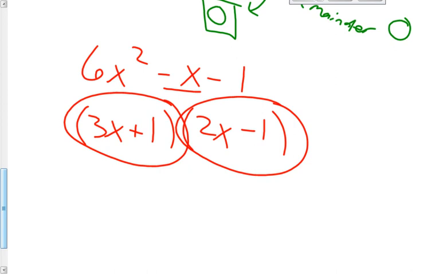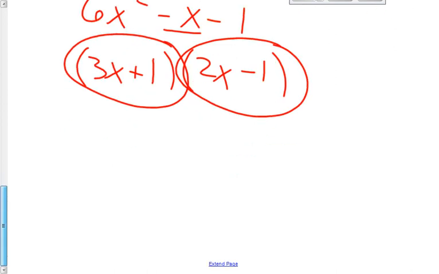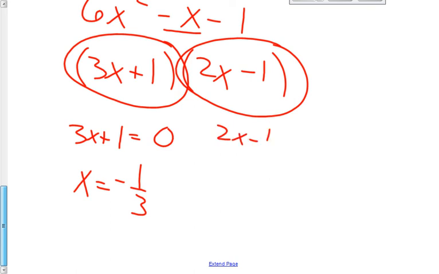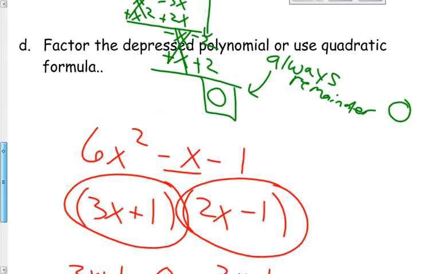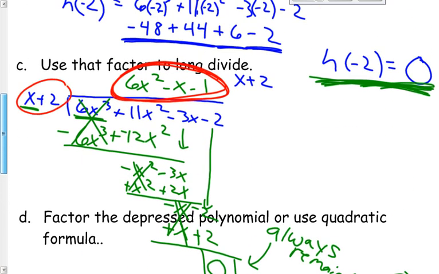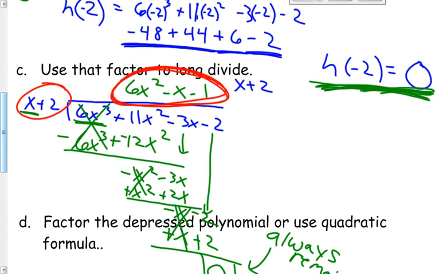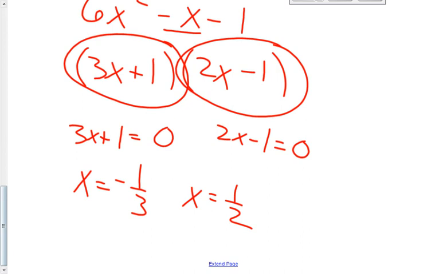So what are the zeros of this function then? What is our final answer? Okay, 3x plus 1 equals 0. That means x equals a negative 1/3. And then we have 2x minus 1 equals 0. That means x equals a positive half. And then our final one is the one that we found with long division. X plus 2 equals 0, which means x equals a negative 2. So we also have x equals a negative 2.